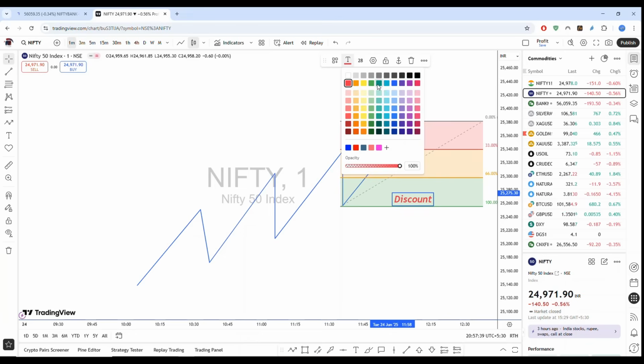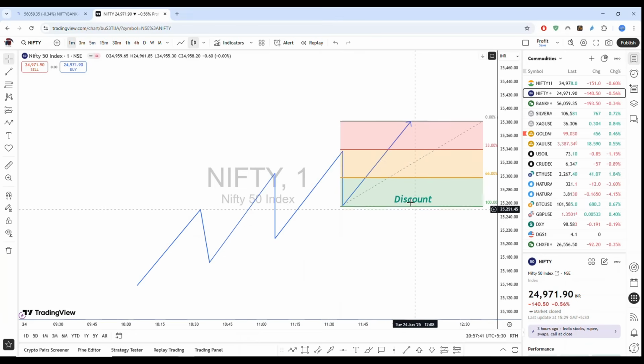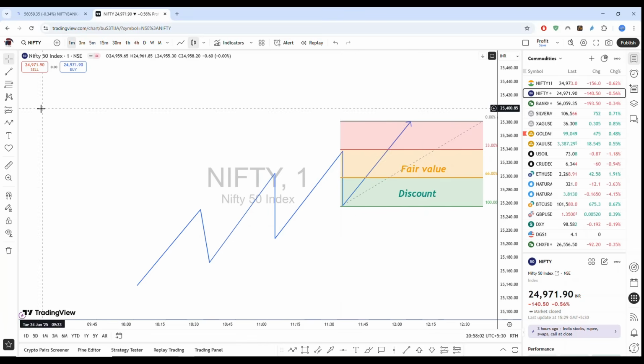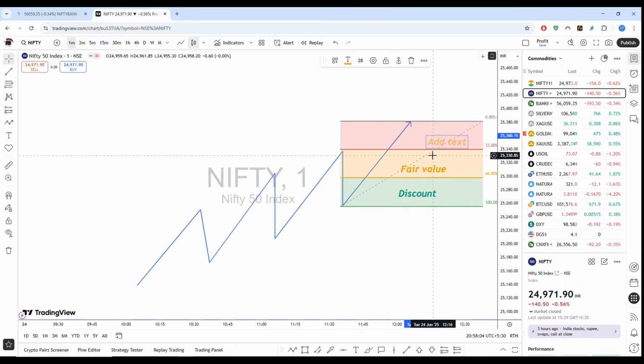If we are talking about an uptrend, here is no cheaper, no discount. It's an area that is neither costlier nor cheaper. So this is also an area which is called fair value. It's no cheaper, no discount. And this is an area which is called costlier.